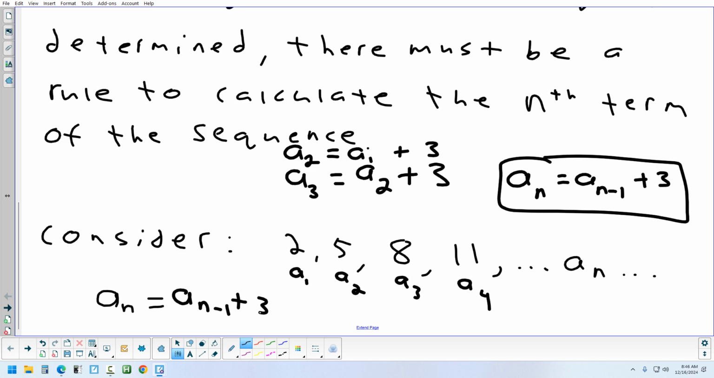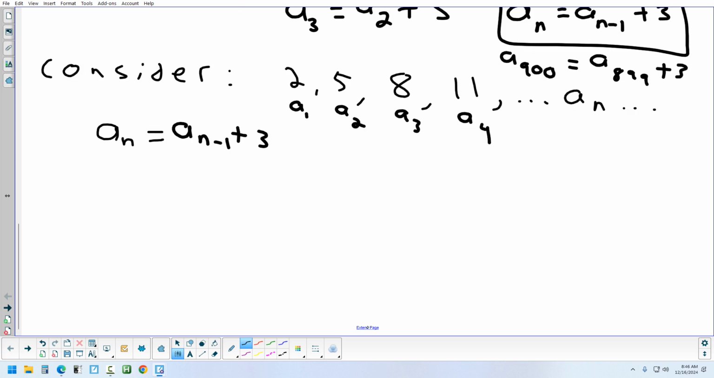The problem with that is if I said to you, what is the 900th term? Well, the formula for the 900th term would be what? The 899th term plus 3. Okay, what's the 899th term? Oh, we don't know. All right, so then what's the formula for the 899th term? And you have to keep doing that. You have to work your way all the way back to the beginning. Right? That takes a long time. So even though that's correct, it's not the best formula to come up with.